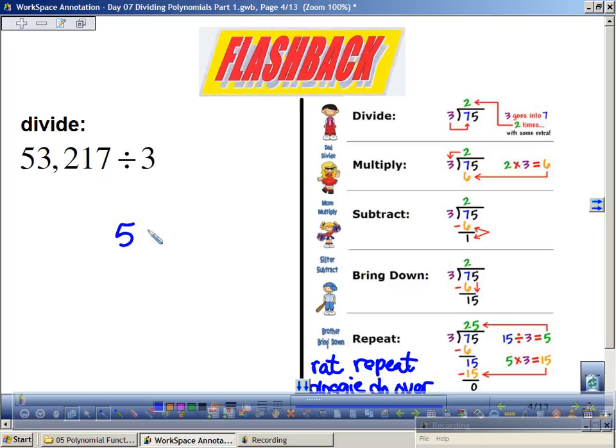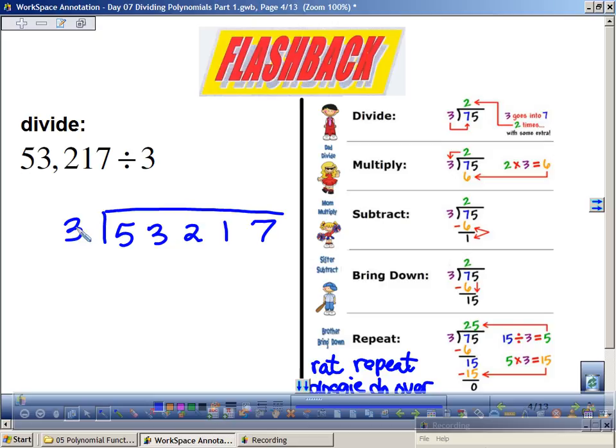Okay, so 5, 3, 2, 1, 7. They all have their places. Let's spread them out a little bit. And this is my divisor. And if I divide my divisor into my dividend, the end result is a quotient. So quotient times divisor equals dividend. You don't have to necessarily know that vocabulary, but it's something that I'd like to reinforce.